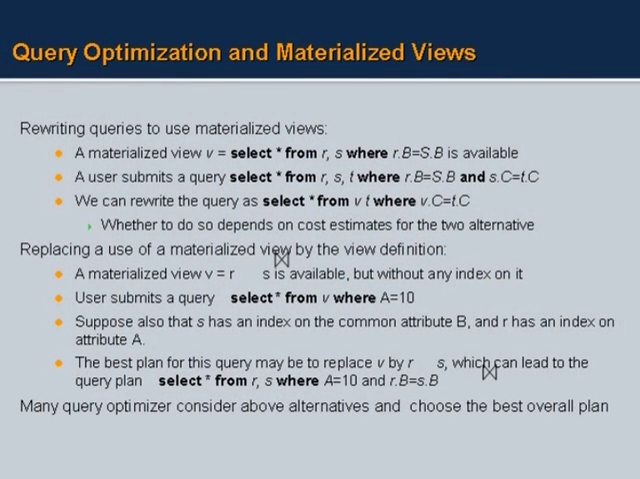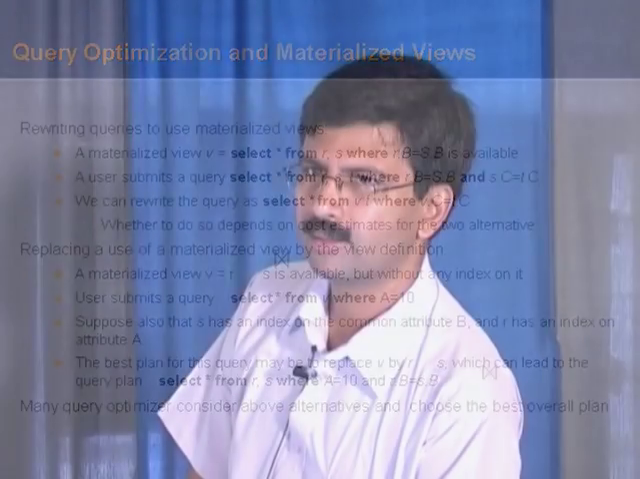So now there are these two issues. One is, wouldn't it be nice if you ran a query? Here it is. User submits a query: select star from R, S, T where R.b equal to S.b, S.c equal to T.c. This is a join. And this materialized view is available: select star from R, S where R.b equal to S.b. Now, wouldn't it be nice if the database system realized that this is available and joined V and T?